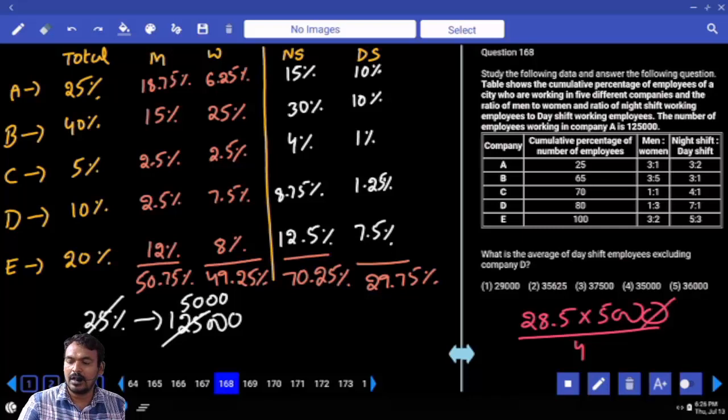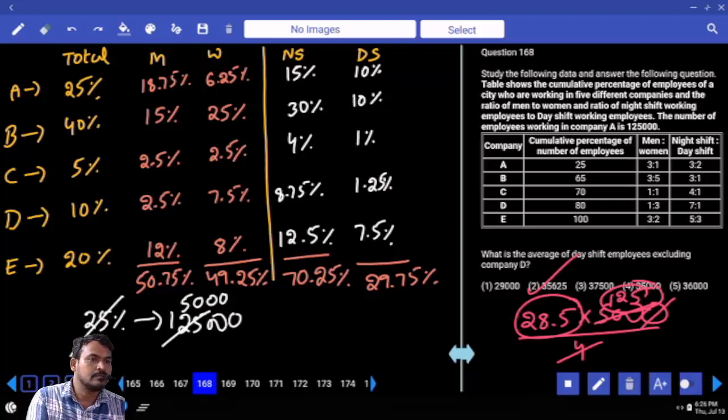Okay. 10 already cancelled. 4 how many times? 500. 125. Ends with 5. Because 285 into which one? 125. Ends with 5. Which option?